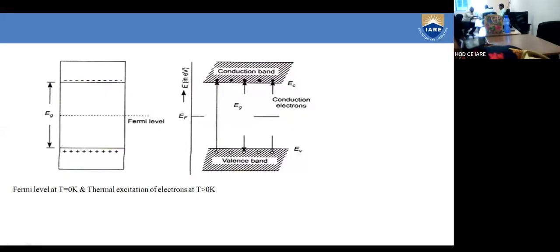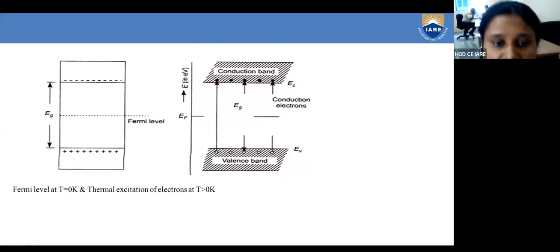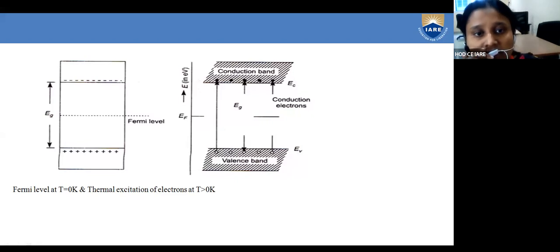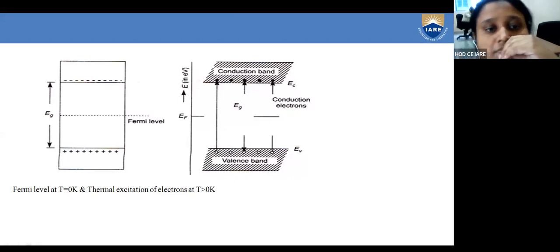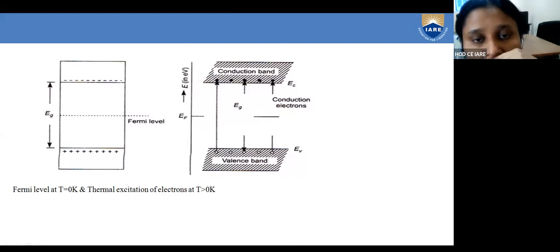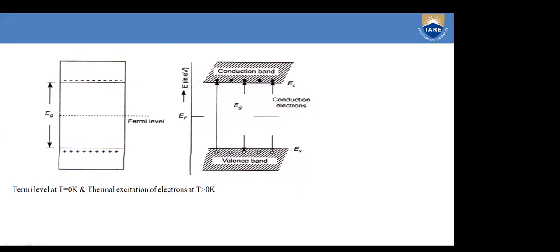Generally, silicon and germanium are called elemental semiconductors. What do you mean by elemental semiconductors? All this I have discussed before. Silicon and germanium are called elemental semiconductors. Why are they called elemental semiconductors? They have single elements.